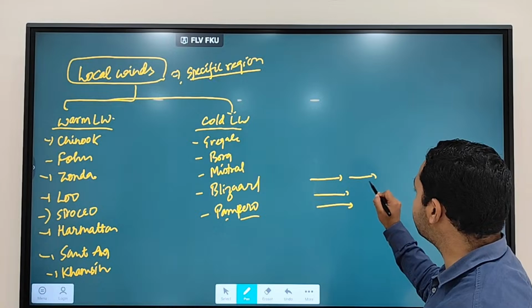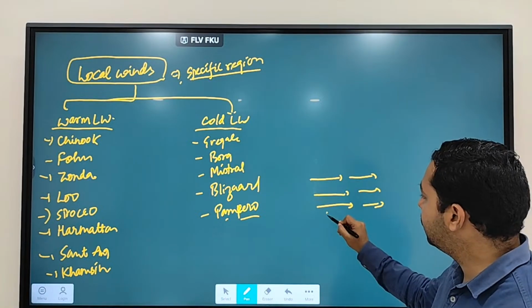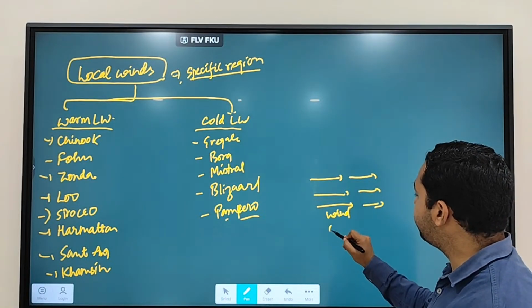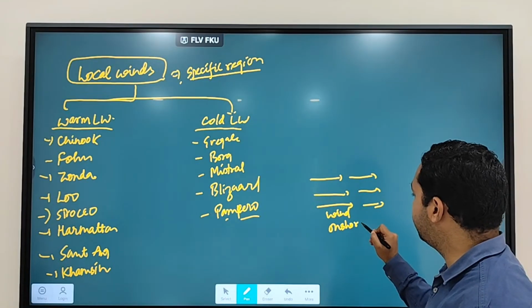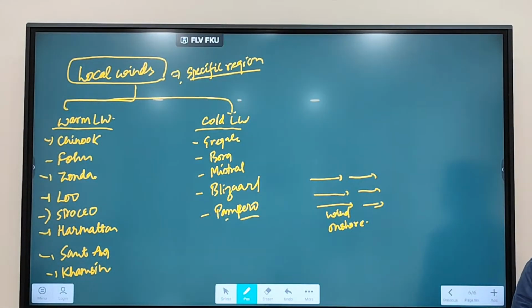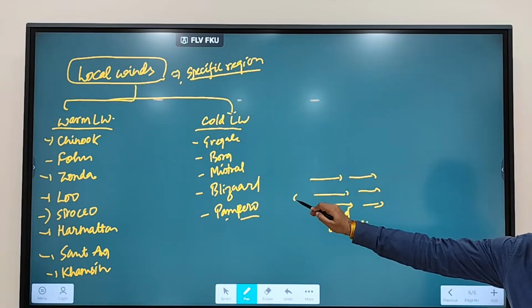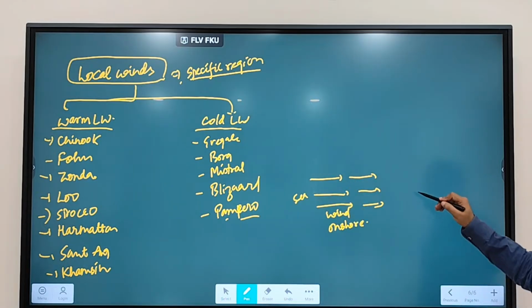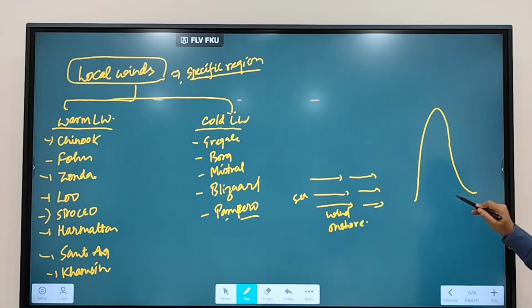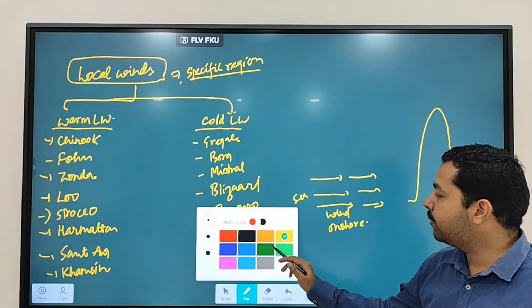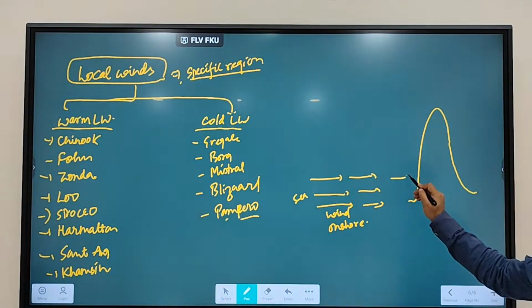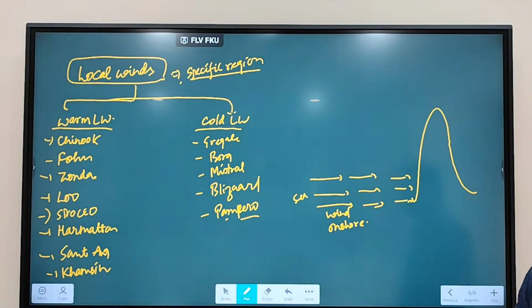And the first type of local wind that you are finding is Chinook. Now, this wind is which type of wind? Onshore wind. We discussed onshore means what? Coming from where to where? Sea towards land. Now this wind is encountering a mountain on the land. So this onshore wind which is coming is encountering a mountain on a land.